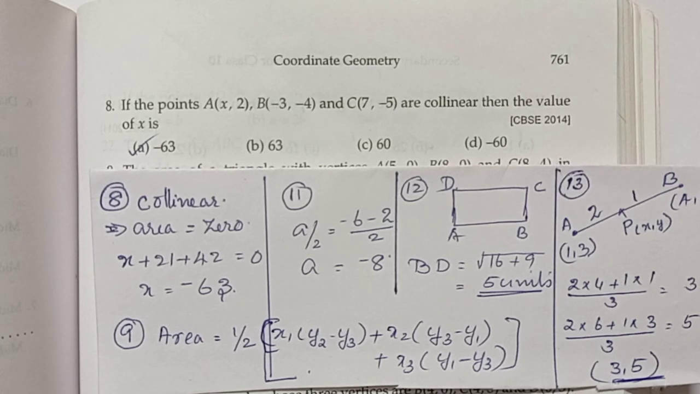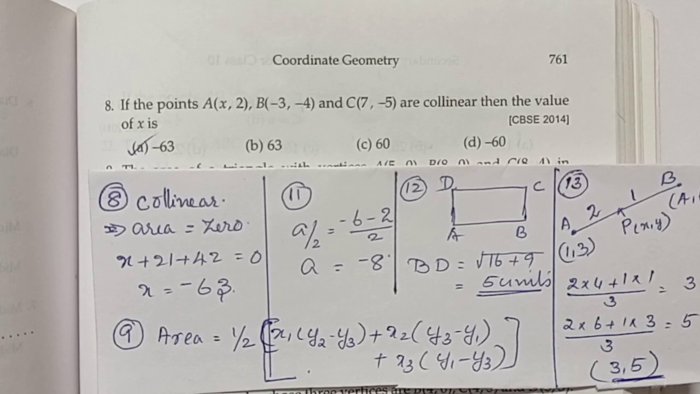If the points A(x, 2), B(minus 3, minus 4) and C(7, 5) are collinear, then find the value of x. Given that the three points are collinear, that means they are on a line. If the three points are on a line, the area of the triangle is 0. Using the formula for the area of a triangle, we substitute the values and equate the area to 0. Then we will get the value of x as minus 63.